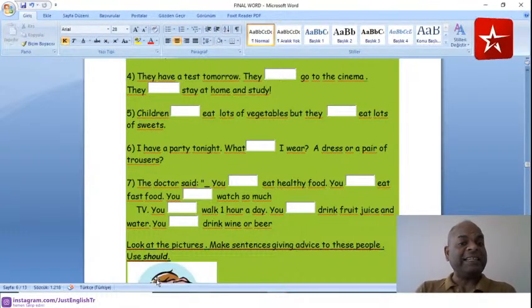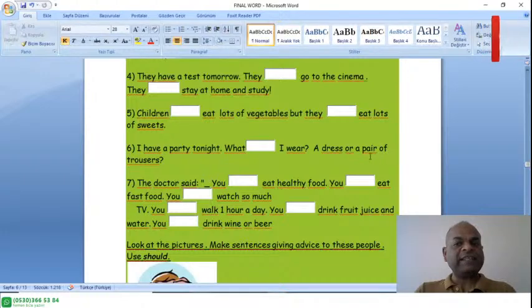Number 6, guys, let's do number 6 together. I have a party tonight. What dash I wear? A dress or a pair of trousers? Number 6, guys. Arkan, 5 questions is complex. Yes, it's a bit tricky. Well, thank you for the answers.